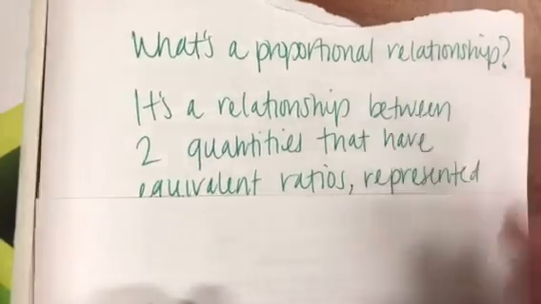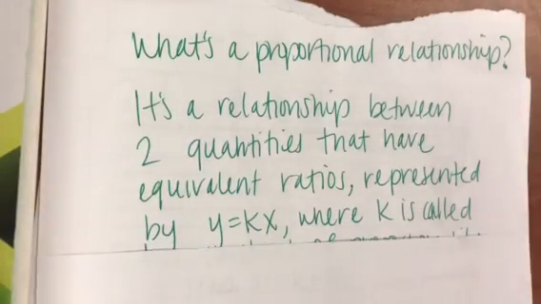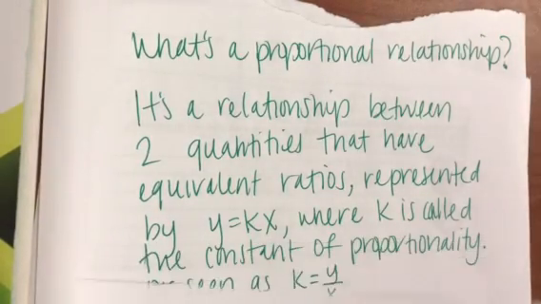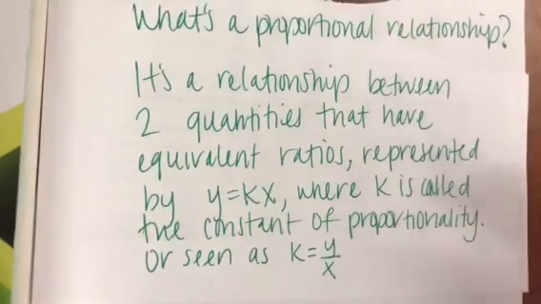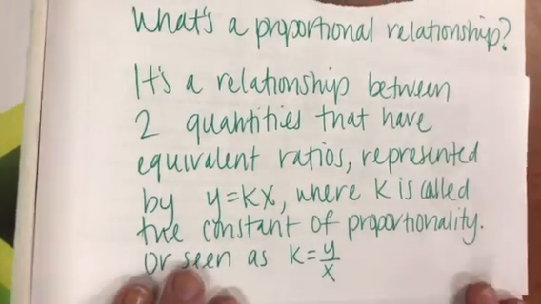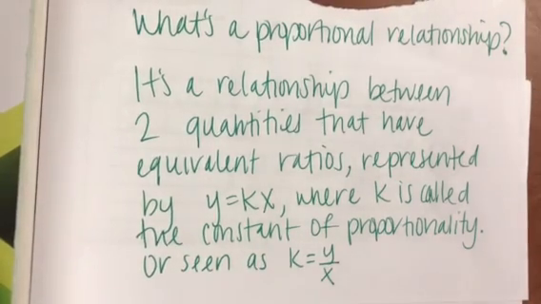ratios. Equivalent means equal, represented by y equals kx, where k is called the constant of proportionality, or it's also seen as k equals y over x. That's just two ways that you can see this. Make sure you write this down just so you have that definition. We're going to talk a little bit about this, and then we're going to talk about it a lot tomorrow as well. So it's basically a relationship between two things that have the same ratio.